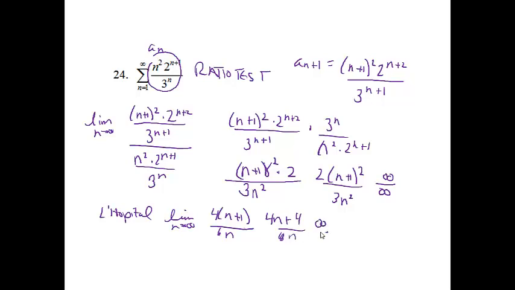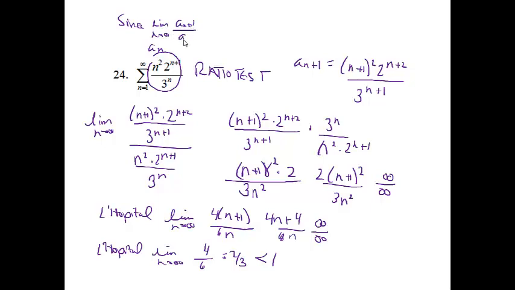If I plug in infinity, I once again get infinity over infinity. So L'Hopital once again. So get the limit as n approaches infinity. Up top, I'll get 4. On the bottom, I'll get 6. That reduces to 2/3. So I got a limit that was less than 1. So since the limit as n approaches infinity of a sub n plus 1 over a sub n is less than 1, we can say that the series converges.